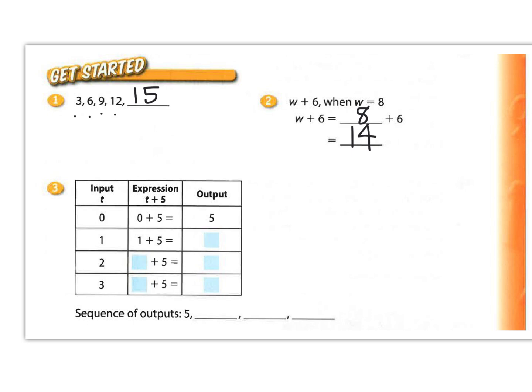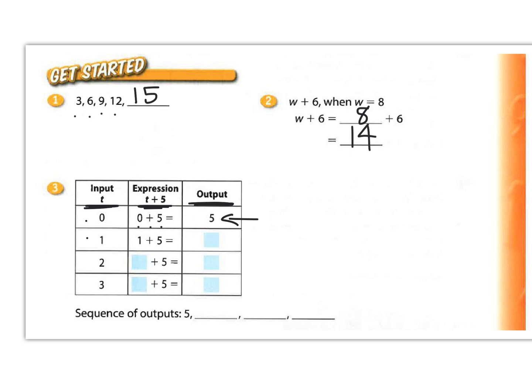Here is an input and output table. So if we look here, input is T. So this is the variable T, and it's telling you the number for it. The expression is T plus 5. And then the output is like the answer after you complete the expression. So T is 0, so you do 0 plus 5. Instead of T plus 5, you substitute it. 0 plus 5 is 5.